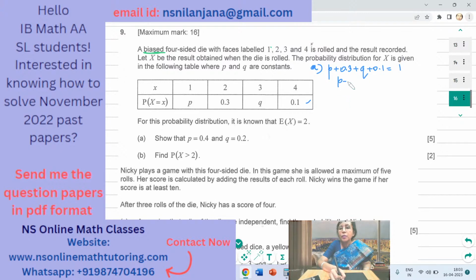And P plus Q, 0.3 plus 0.1 is 0.4. So 1 minus 0.4 is equal to 0.6. Okay. And this is one of the equations. P plus Q is equal to 0.6.